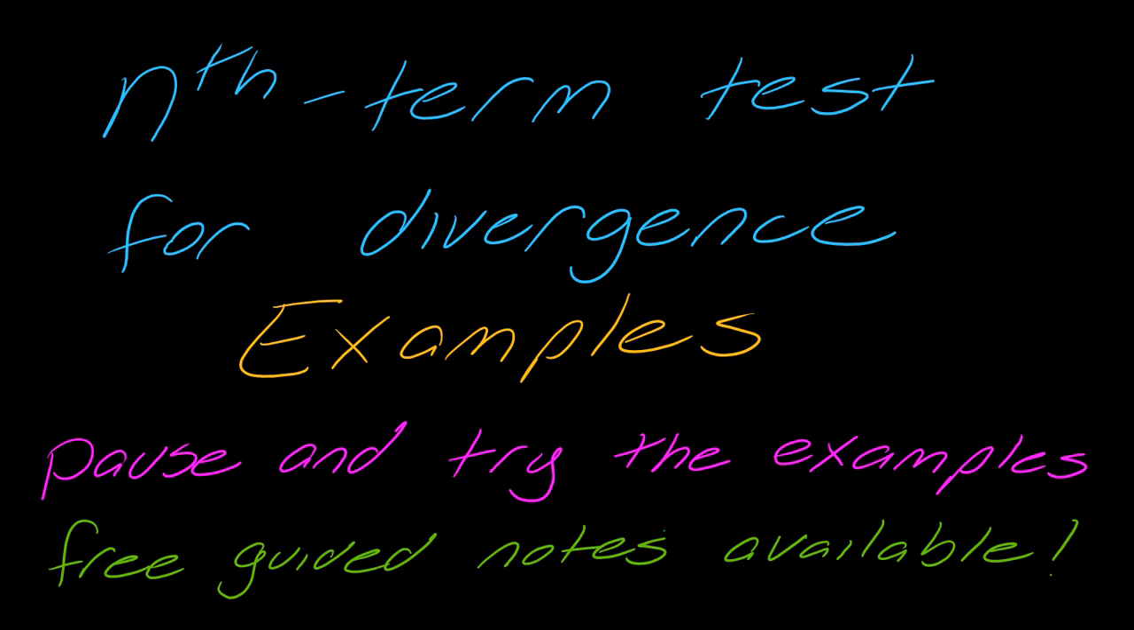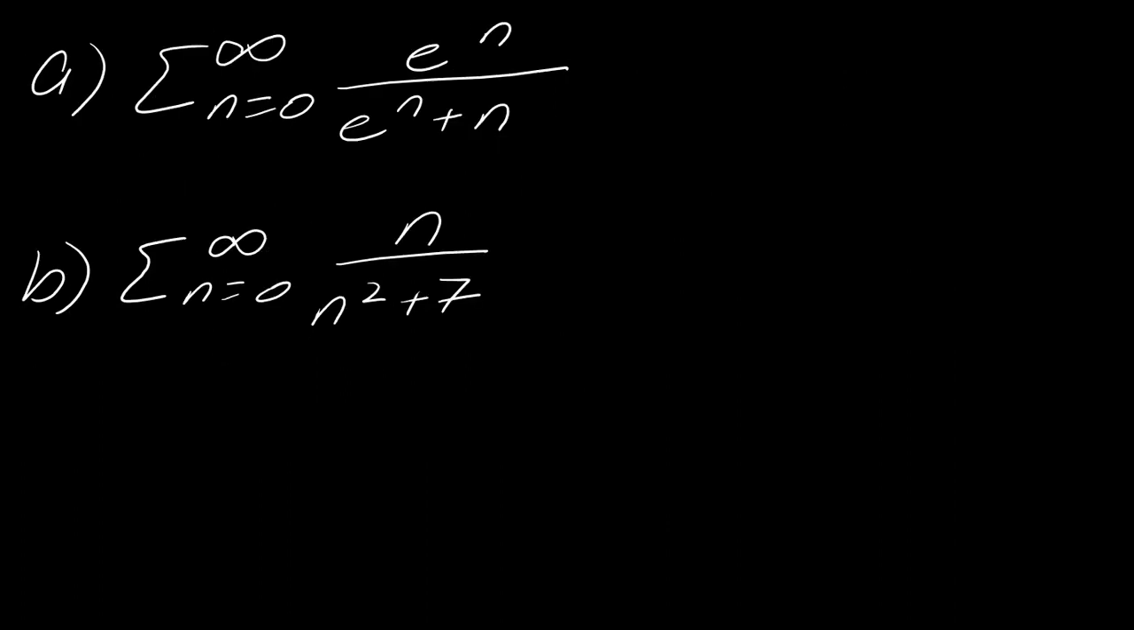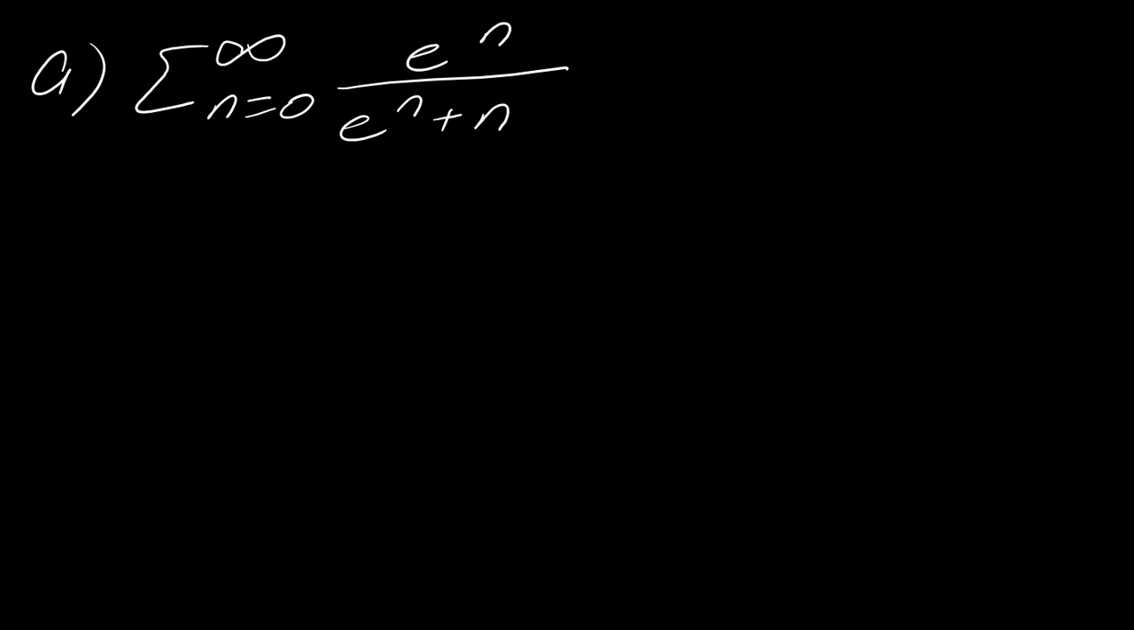Okay, friends, so we're going to take a look at some examples of the nth term test for divergence. We're going to use this test to determine if the following either diverge or the test is inconclusive. I've got these two examples here, so you can pause the video if you want to read them over, but I'm just going to jump right into them.